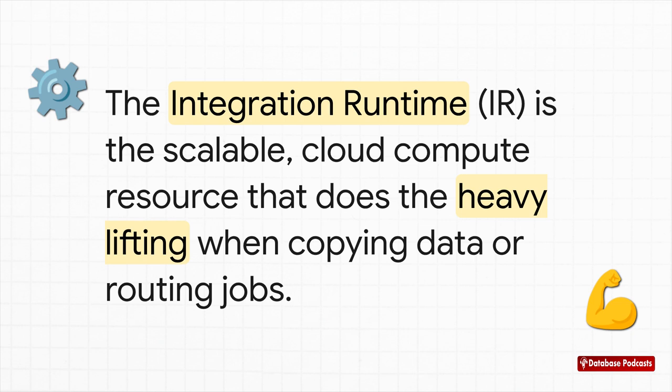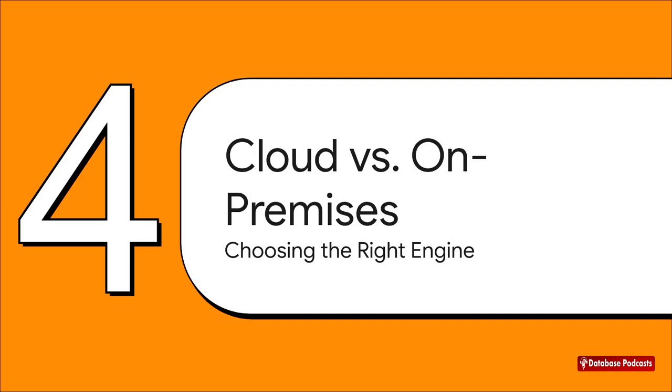Honestly, without an IR, your data factory is just a bunch of blueprints with no construction crew to actually build anything. Now, here's the thing. Not all of your data lives in the same place. So, it makes sense that you can't just use one single engine for every job. That's why Data Factory gives you different types of integration runtimes for different scenarios. And believe me, choosing the right one is absolutely key to building a pipeline that works effectively.